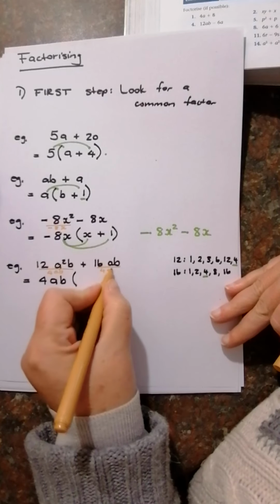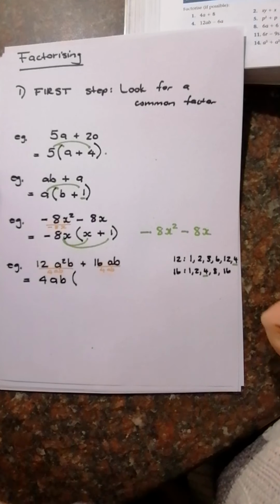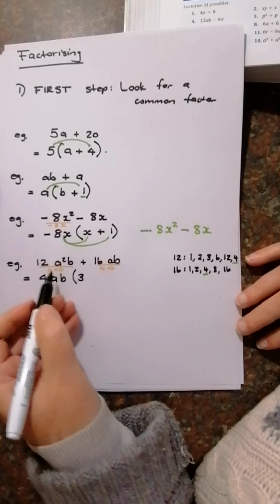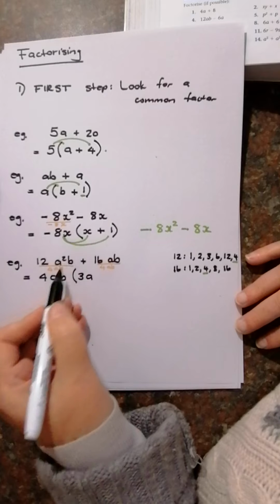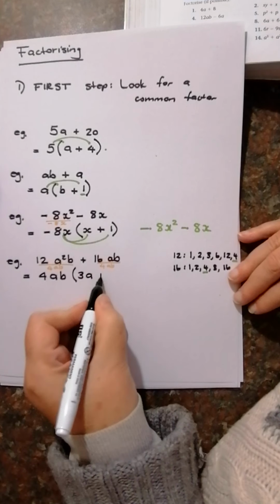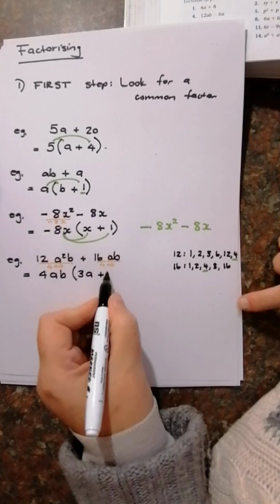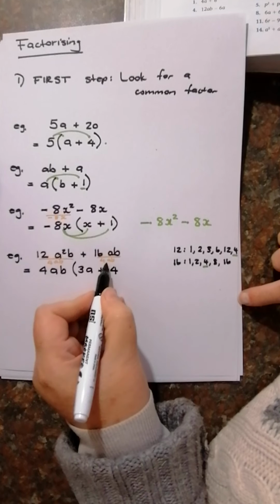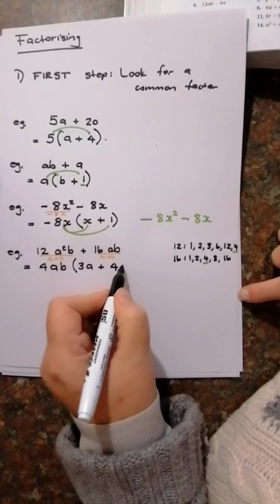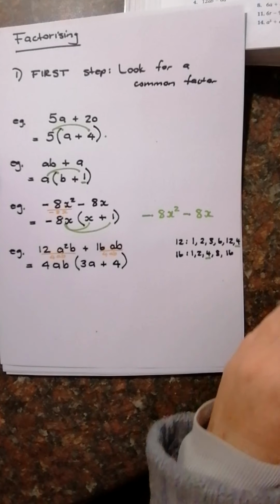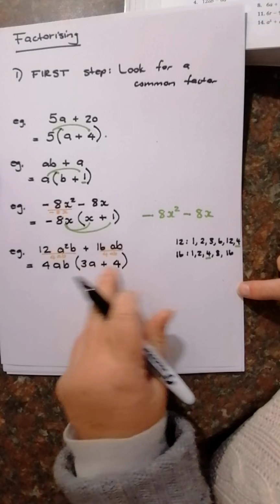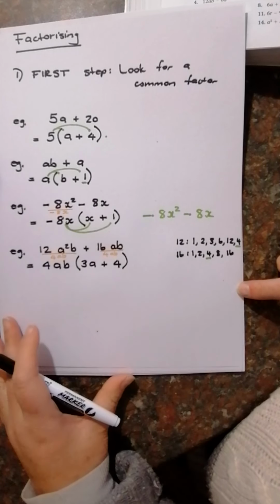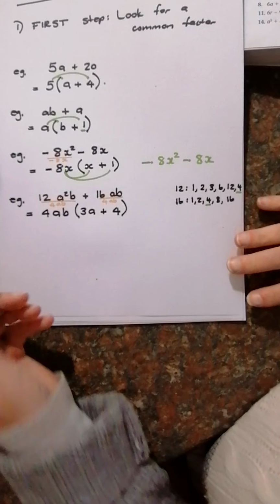Okay, so what are we left with? 12 divided by 4 is 3. And a squared divided by a is just an a, and b divided by b is just 1. Plus, we've divided that by 4. 16 divided by 4 is 4. We've divided by the a, they cancel out. We've divided by the b, they cancel out. So we stop there. They do not add or do anything because they are unlike. Right, are you still with me? Let's try another one.